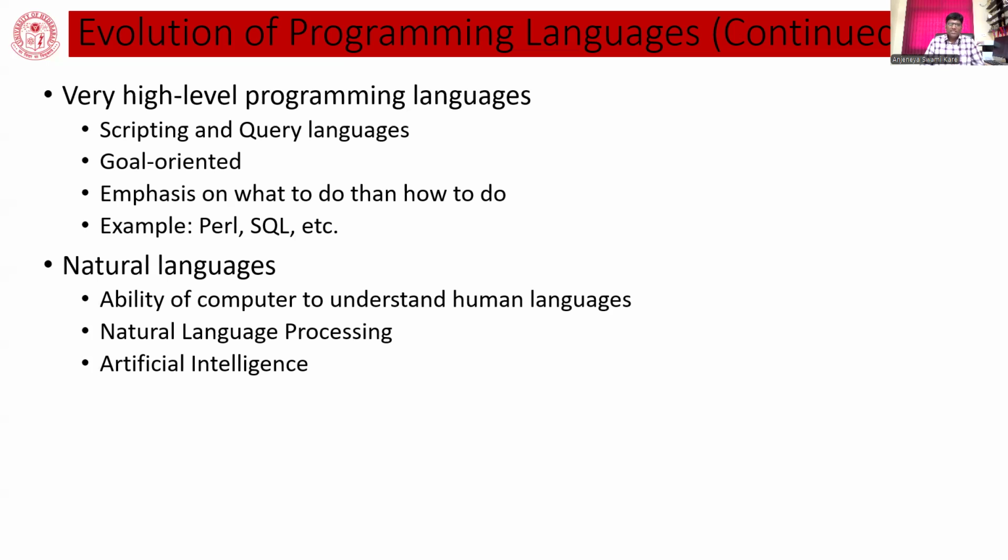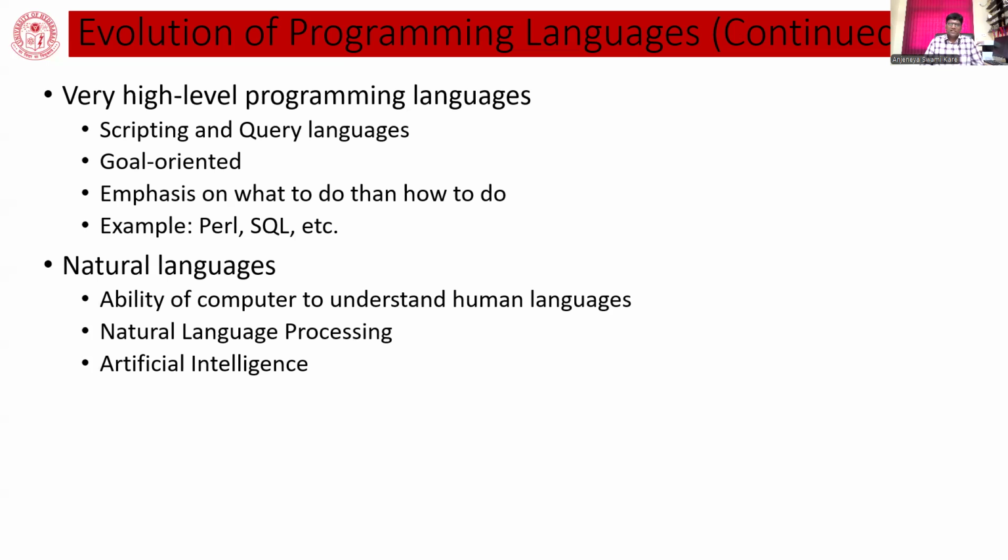Then the fifth and last level of programming languages is natural languages. Basically, the idea is, suppose a person sitting in front of a computer talks in his own language, and the computer understands what he wants and performs those tasks. That is called natural language. Basically, it is the ability of the computer to understand human languages.